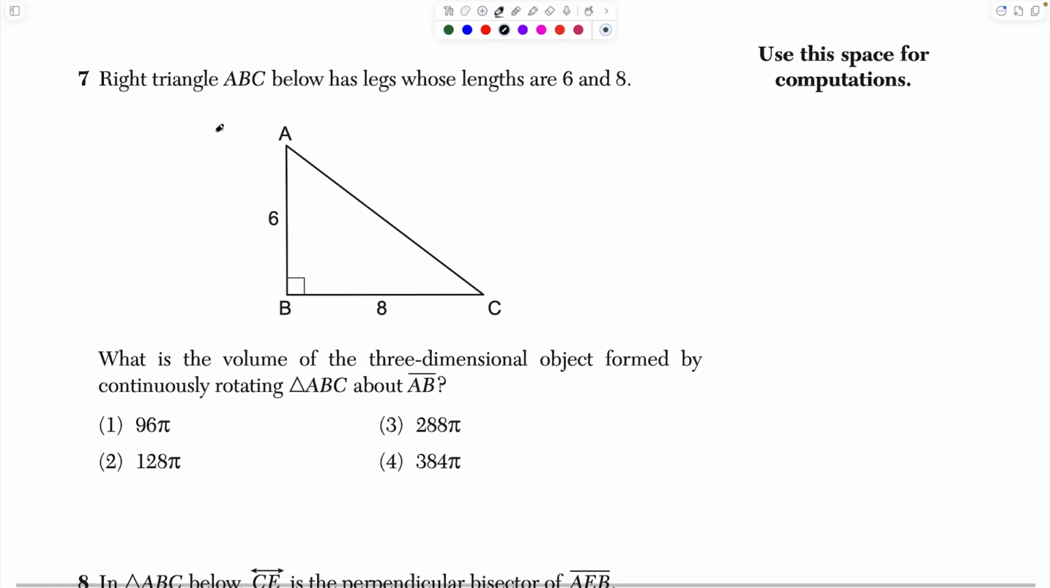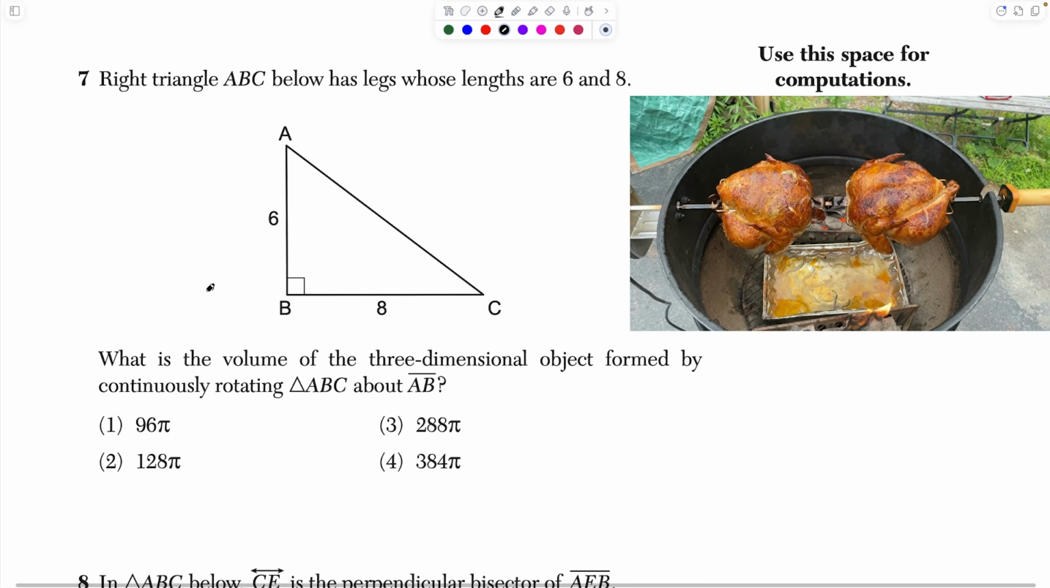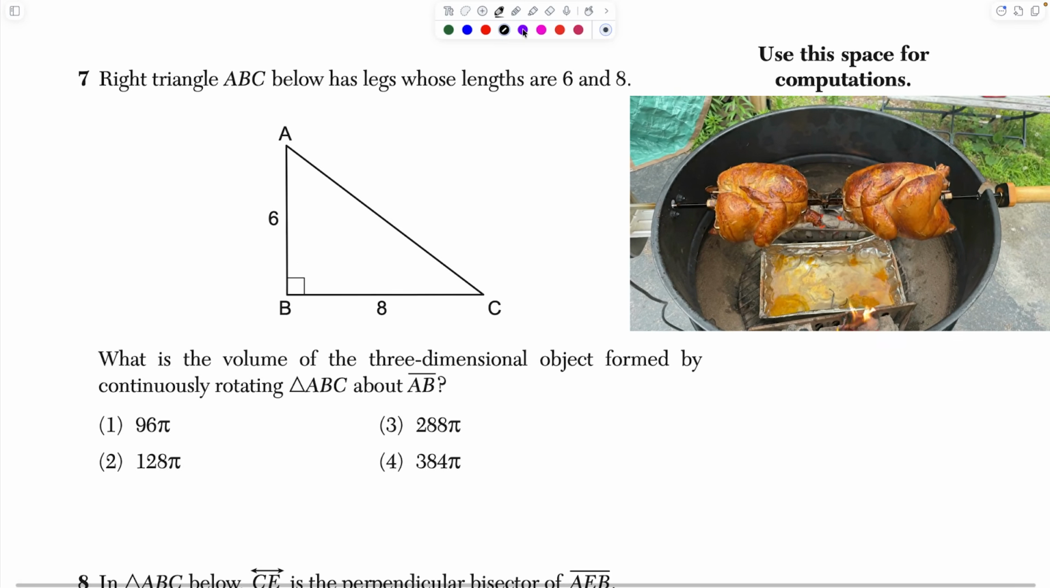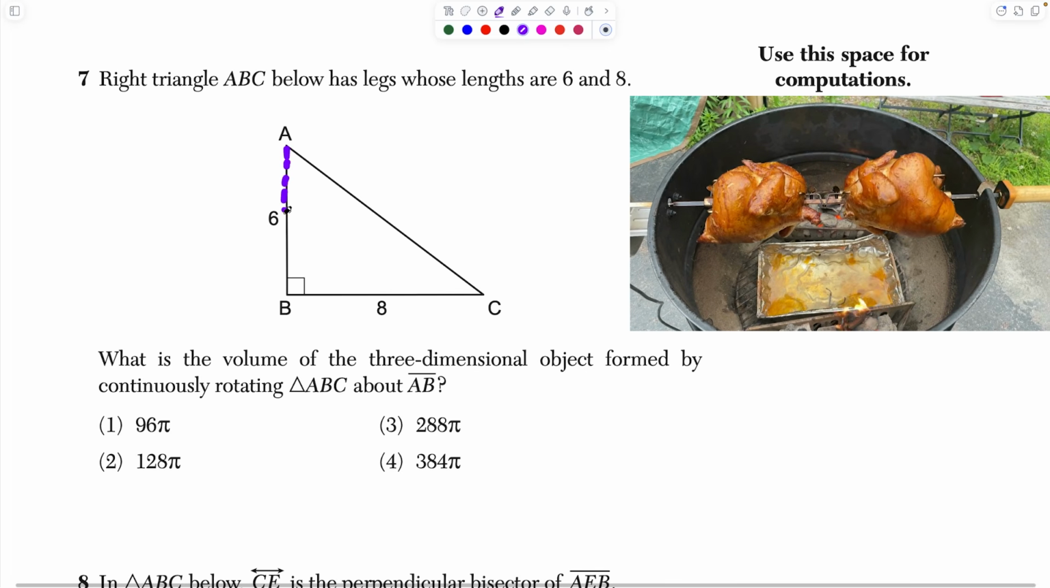Question 7, right triangle ABC below has legs whose lengths are 6 and 8. What is the volume of the three-dimensional object formed by continuously rotating triangle ABC about side AB? So for this one, first we have to know what it means to rotate a shape around a side. In this case, we are spinning around side AB.